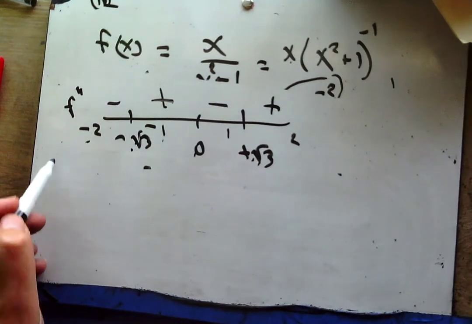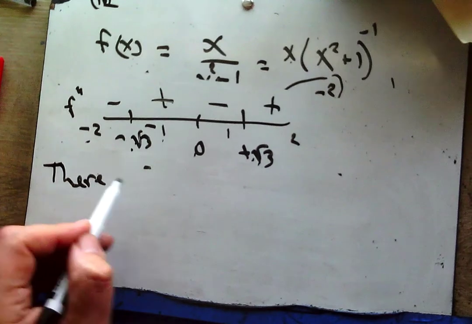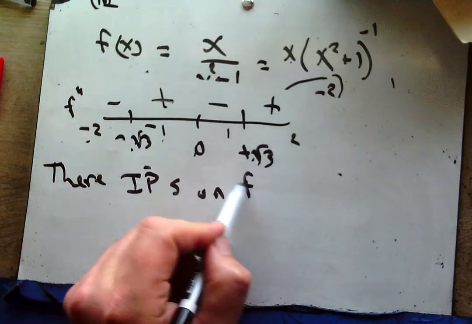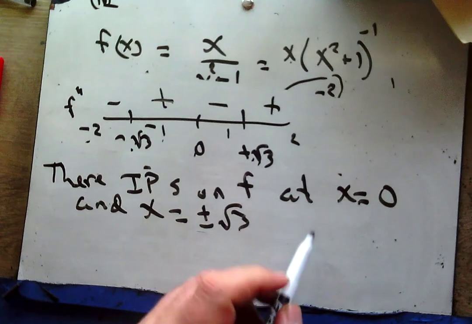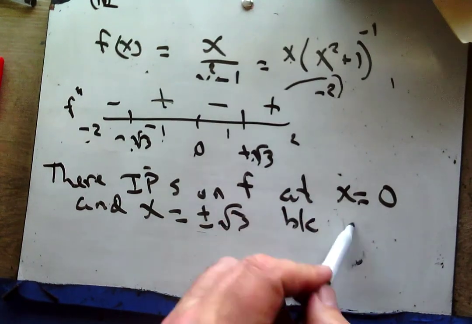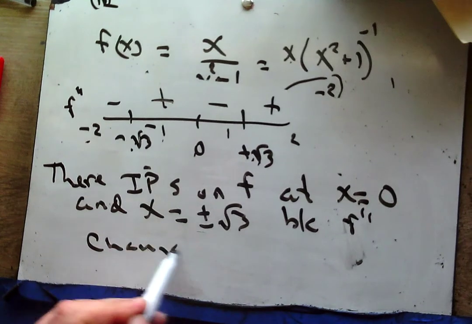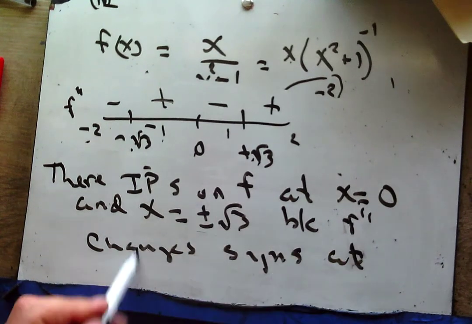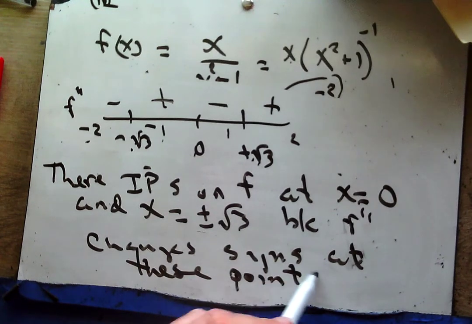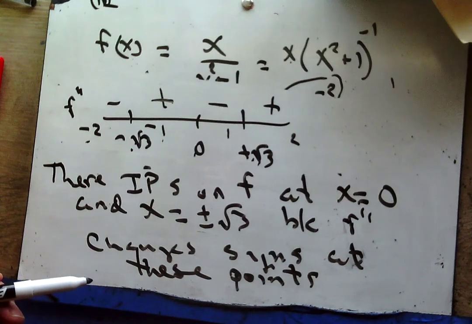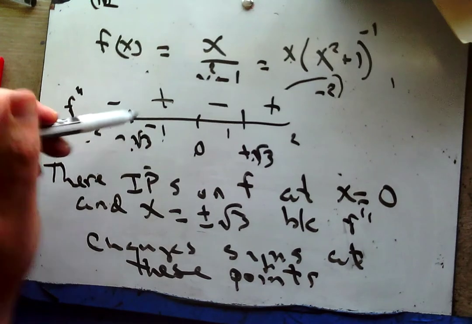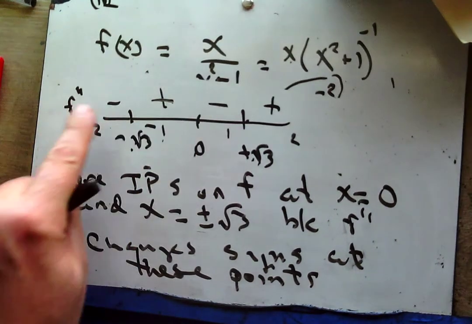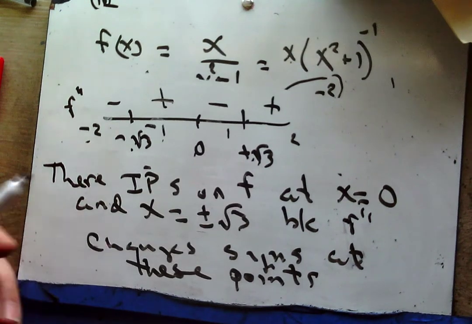Remember, I have an easier way of justifying inflection points: there are IPs on f at x equals 0 and x equals plus and minus root 3 because f double prime changes signs at these points. I can't get away with this simplified justification where we just talk about changing signs for maxes and mins, because the sign pattern matters for maxes and mins. If this were an f prime sign chart, I'd say a min here, a min here, and a max here because of the pattern in the signs. But I'd have to justify those separately.